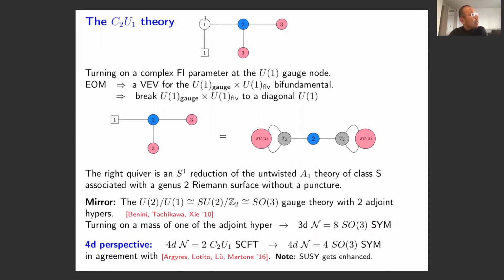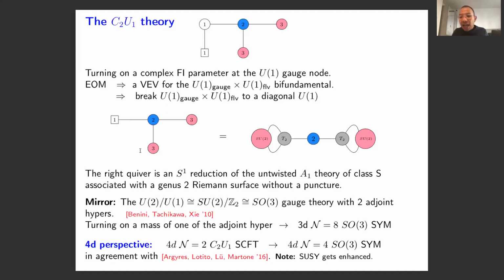Then upon turning on this, you use the equation of motion. It will tell you that you have to give a vacuum expectation value to the U1 gauge times U1 flavor, so the VEV of this hypermultiplet. Once you give a vacuum expectation value to this hypermultiplet, you break U1 gauge times U1 flavor to a diagonal U1. So you go from this theory to this theory.